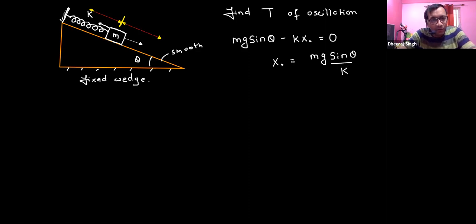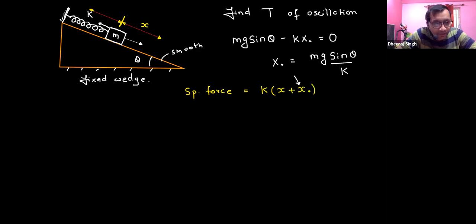Okay. Now, when you displace this object by a distance of x further, the spring force is actually k(x plus x naught). But I don't care about the earlier spring force, I only care about the extra force. Because the total force now will be k(x plus x naught) minus mg sin theta, which will become kx only.